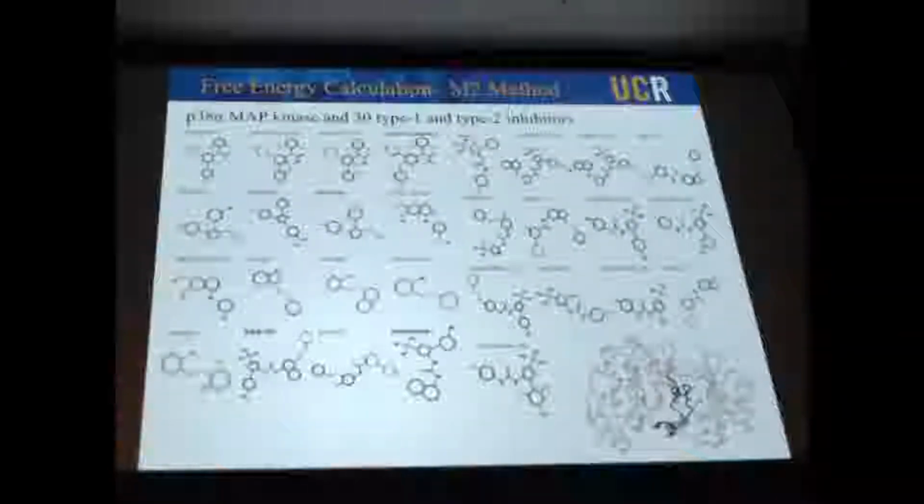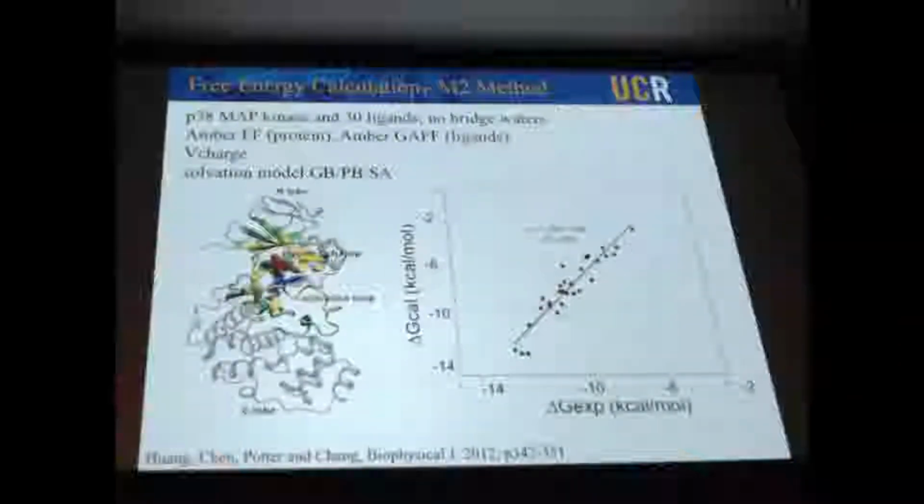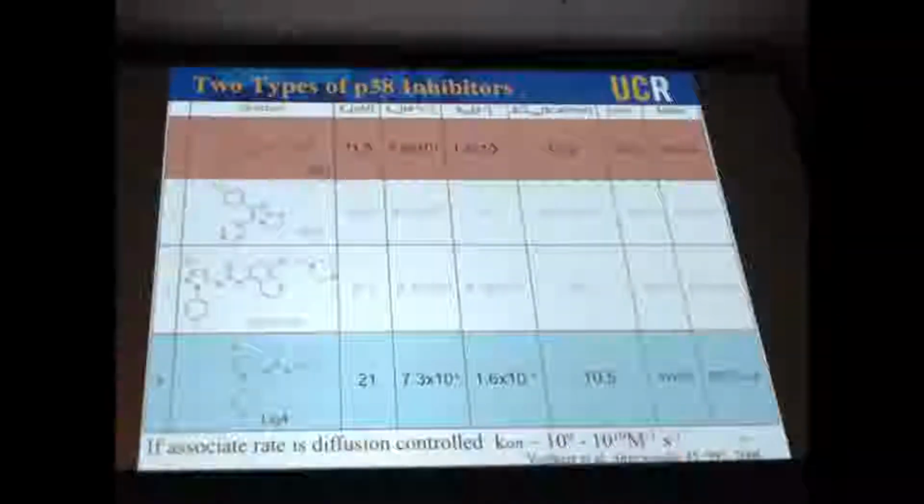For example, in this paper we published previously, we have 30 type 1 and type 2 inhibitors, and if you do this free energy calculation using the force field, this absolute binding free energy calculation compared with experiment works very well. So it's only the free and bound states, like an endpoint calculation. You don't need to worry about what happened in the middle. But the question here is we have to know a little bit more about what's going on there.